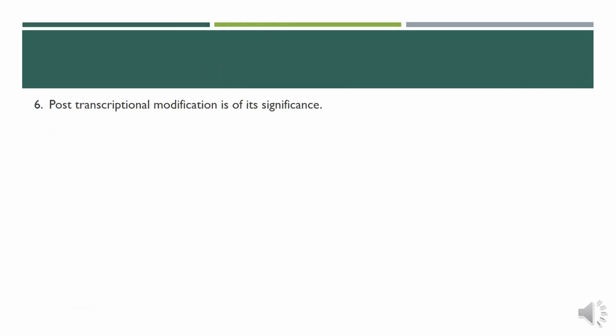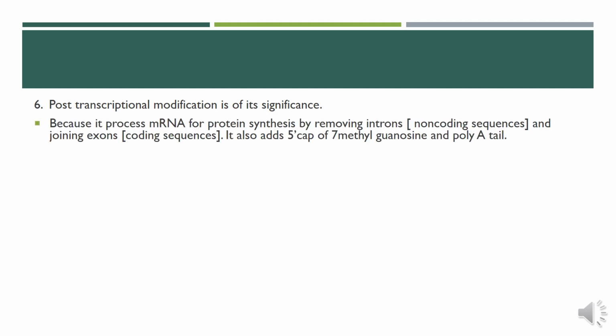Number 6. Post-transcriptional modification is of significance. Reason is that it processes mRNA for protein synthesis by removing introns, the non-coding sequences, and joining exons according to the sequence of protein and amino acids. It also adds the 5' cap of methyl guanosine and the polyadenylate tail.